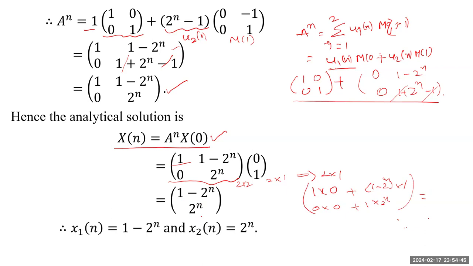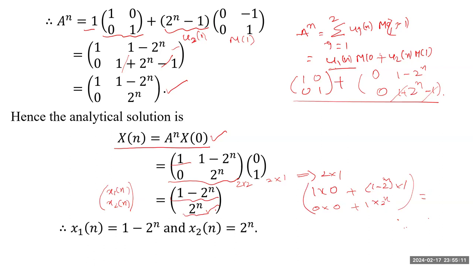So what is the x of n? On the left hand side, this is x1 of n, this is x2 of n. So x1 of n is equal to 1 minus 2 to the power of n, and x2 of n is equal to 2 to the power of n. Right? So this is a 2 by 2 matrix example.